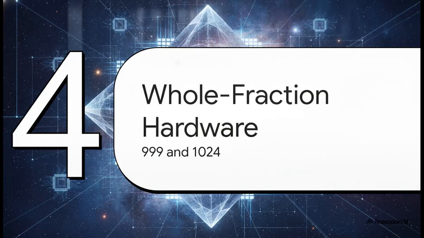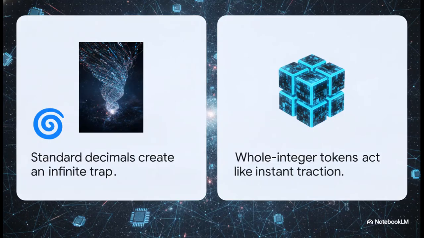Moving to Section 4, the whole fraction hardware fix. 999 and 1024. Now, how do you translate all that abstract philosophy into a physical blueprint? Well, the framework introduces the Rational Processing Unit, or RPU, to completely replace our current hardware.